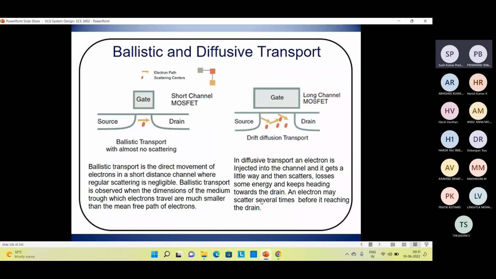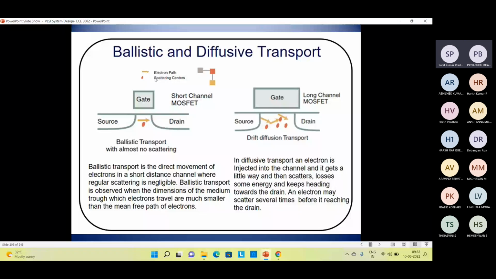Now this is very important. The ballistic and diffusive transport, which we have just now had a glance at, how is this actually? Okay, so let's think that this is our yellow region, which you can see here. This is an electron path. Okay, and this is our scattering center. Scattering centers can be anything, like ions, or other scattering centers.